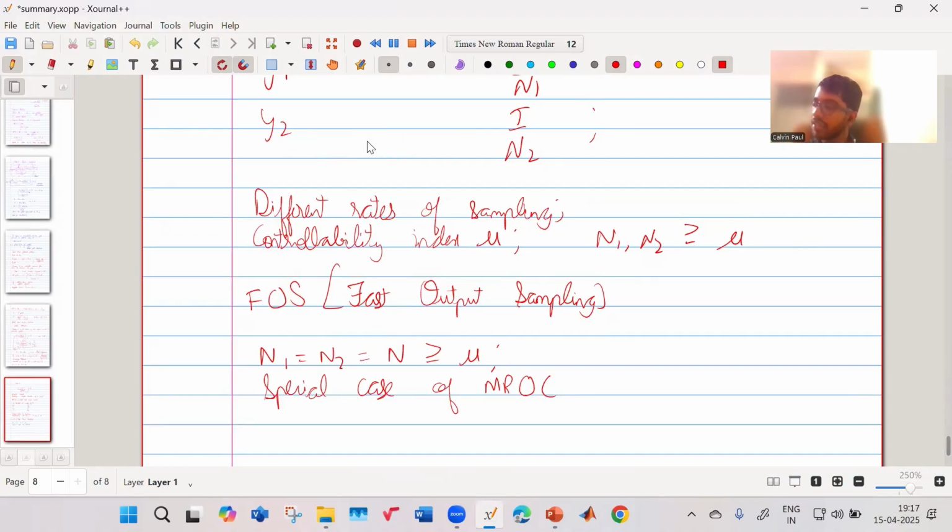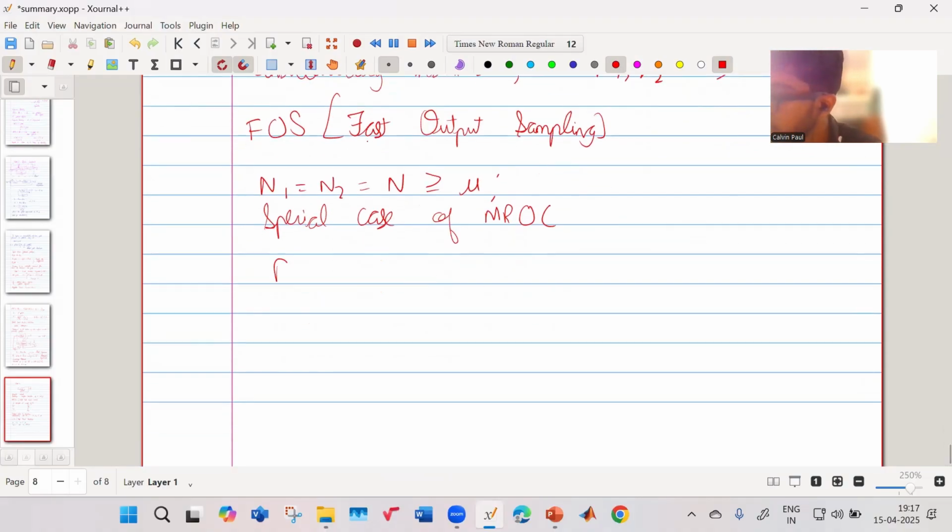And another thing which I'd like to tell, since we are dealing with digital control: poles or eigenvalues should be placed within the unit circle.